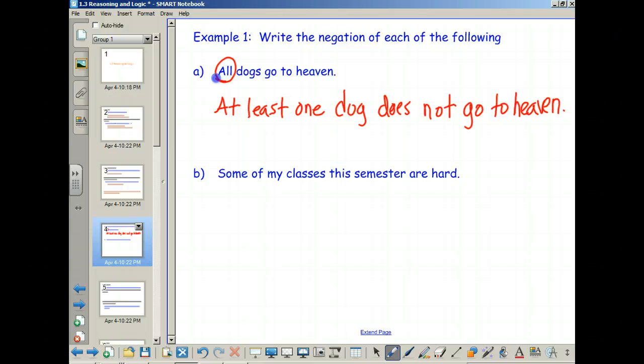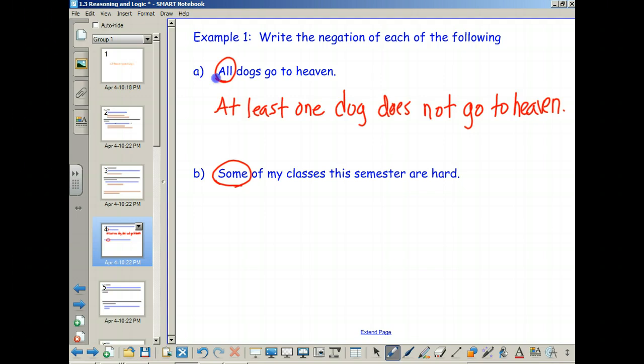All right, now we see the other quantifier in part B. We see the word some. The word some is an existential quantifier. So I need to change this existential quantifier into a universal quantifier, which means I need to change the word some into the words all, or for every, or none, something that applies to everything after it in the sentence. Now, you also have to change the rest of the sentence.